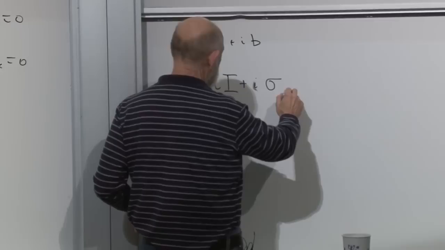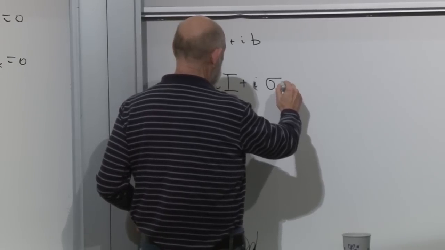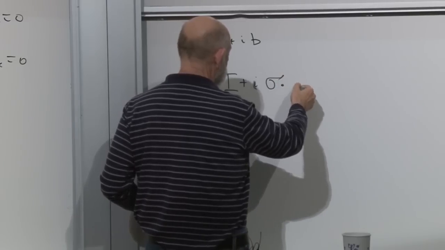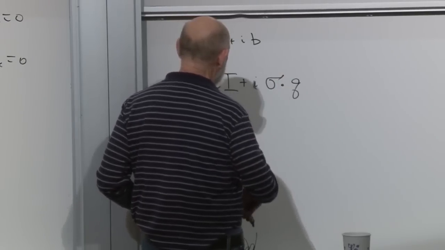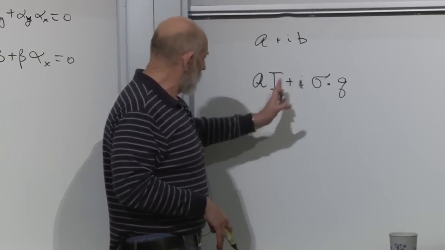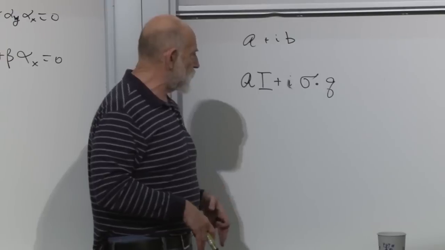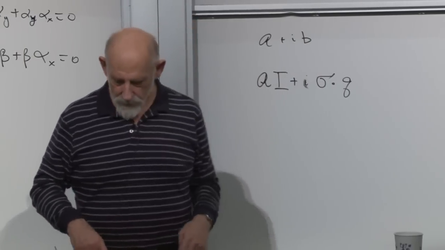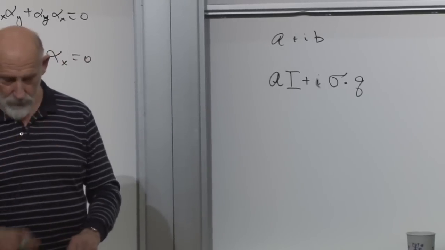Sigma dot some vector, I don't know, Q, a vector. Everything can be written as a linear combination of these 2 by 2 matrices. Things representing things like this are called quaternions, but it's not going to play any role in what we're doing.